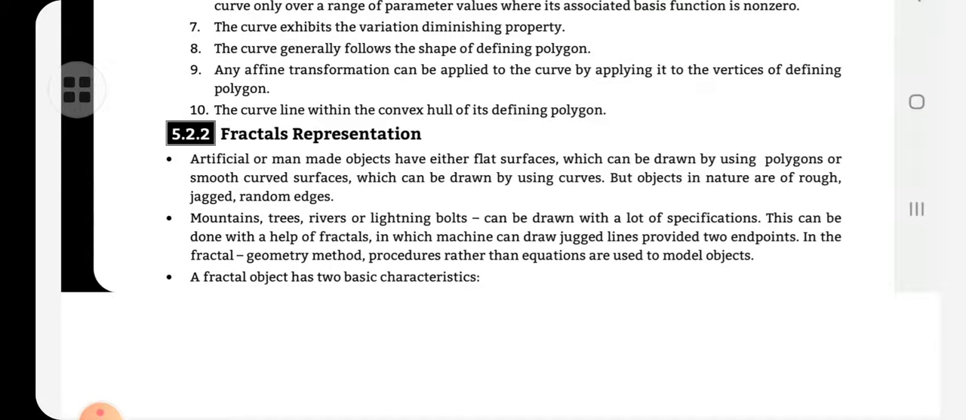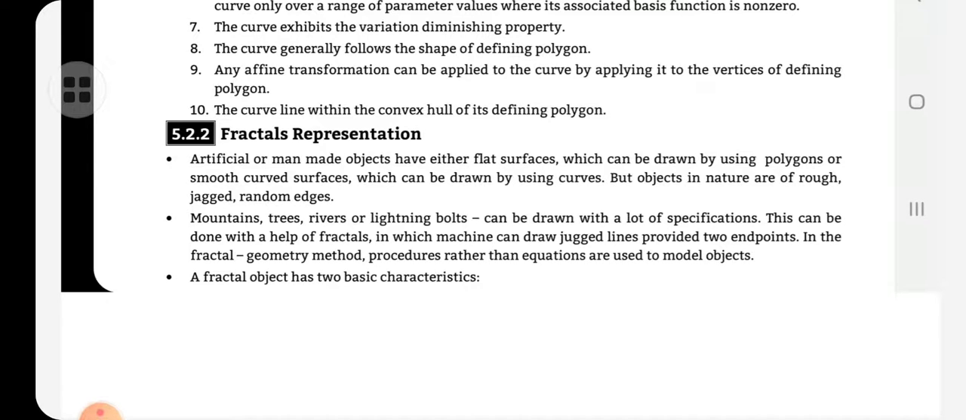Artificial or man-made objects have either flat surfaces, which can be drawn by using polygons, or smooth curved surfaces, which can be drawn by using curves. But objects in nature have rough, jagged, and random edges. Mountains, trees, rivers, or lightning bolts can be drawn with a lot of specification. This can be done with the help of fractals, in which a machine can draw jagged lines provided two endpoints.